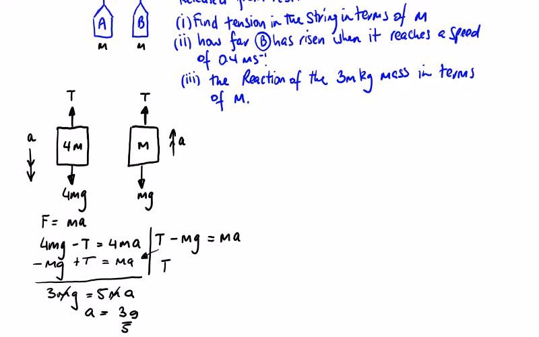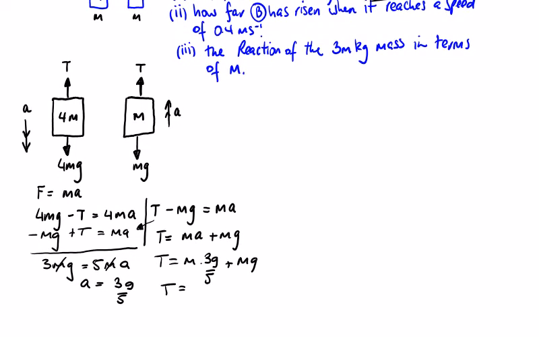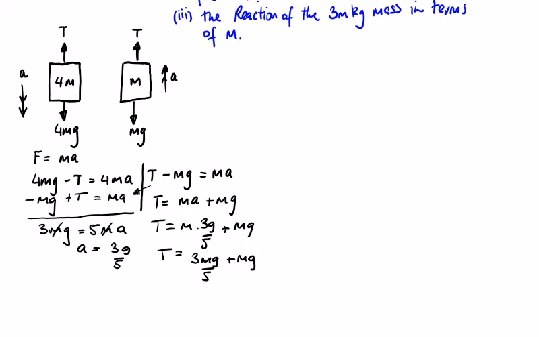And on this side, tension, we're looking for tension. Tension is equal to ma plus mg, and we're asked for the tension in terms of m. So the tension is m times 3g over 5 plus mg. So the tension is equal to 3mg over 5 plus mg. So that's 3/5 of mg plus a full mg, which would be 5/5. So the tension is 8/5 or 8mg over 5. And that is in newtons.